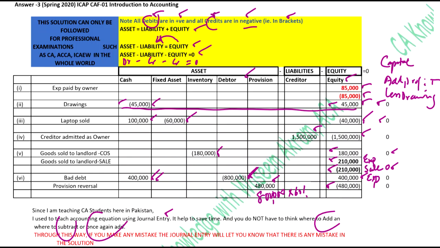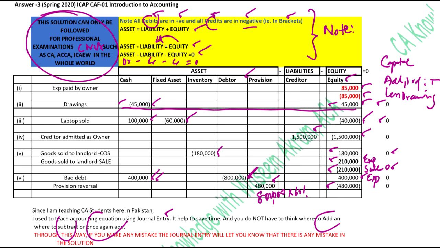Okay, this solution can only be used by professional examinations such as CA, ACCA, ICAEW, CMA in the whole world through the journal entry. No problem at all. All professionals know only what you have to do. You have to make a note. If you write this note, then there is no problem for the professional to check these journal entries and this accounting equation.